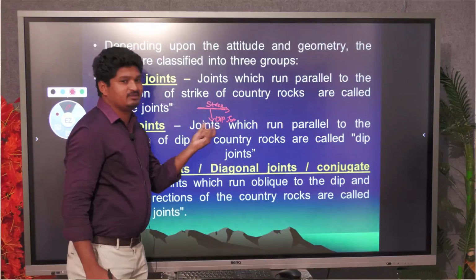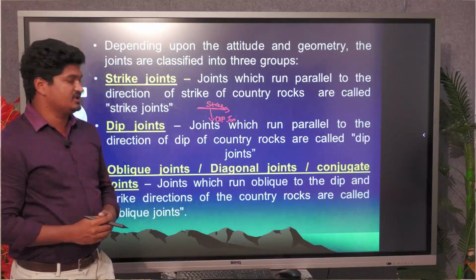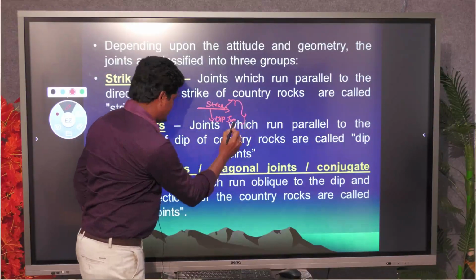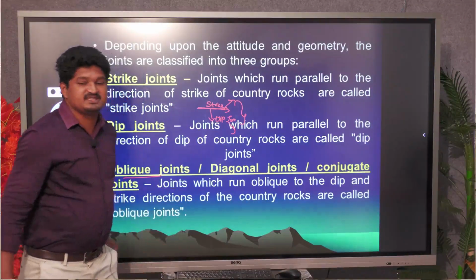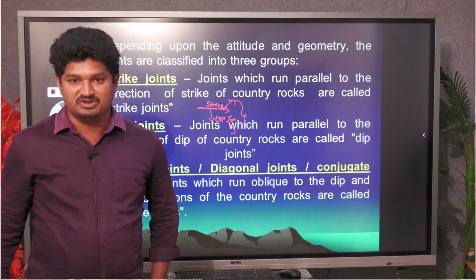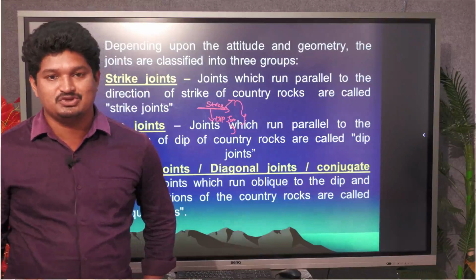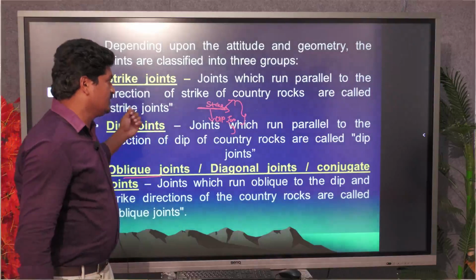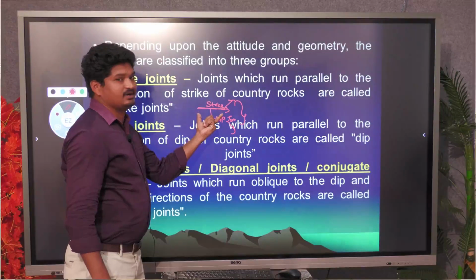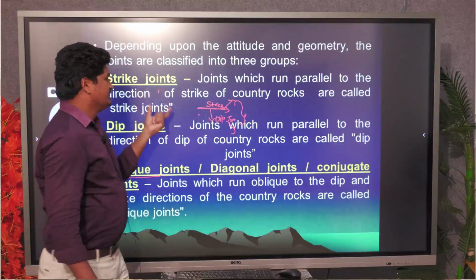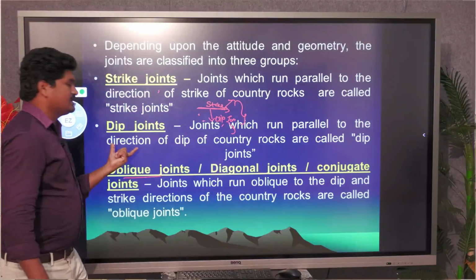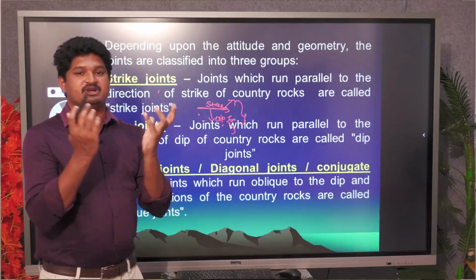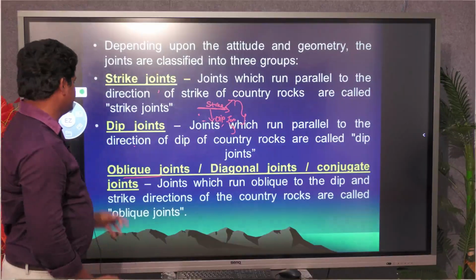When joints are developed along the dip direction, we call them dip joints. When joints are developed along both the strike direction and the dip direction, we call them oblique joints. So based on the direction, joints are divided into three types: strike joints, dip joints, and oblique joints.